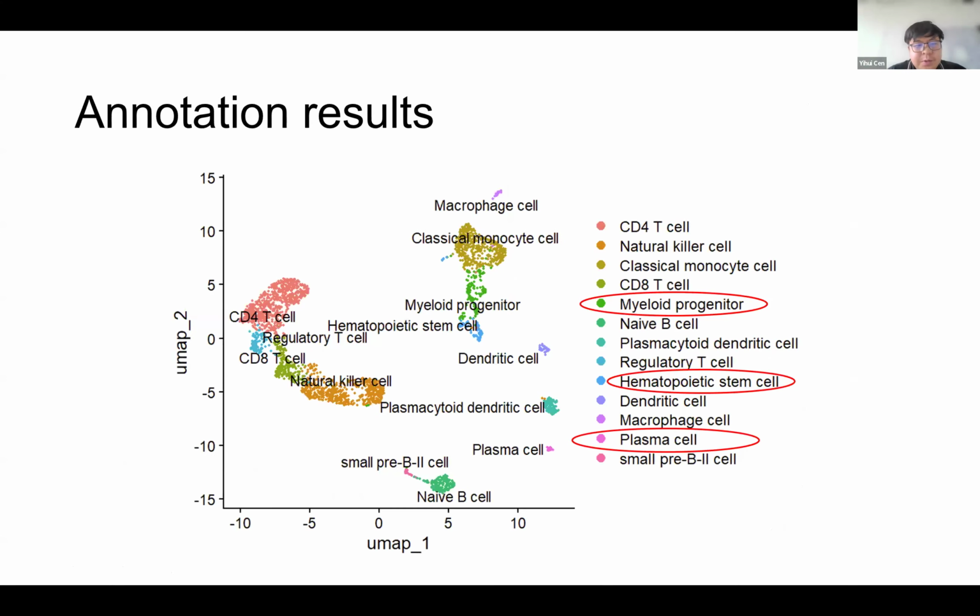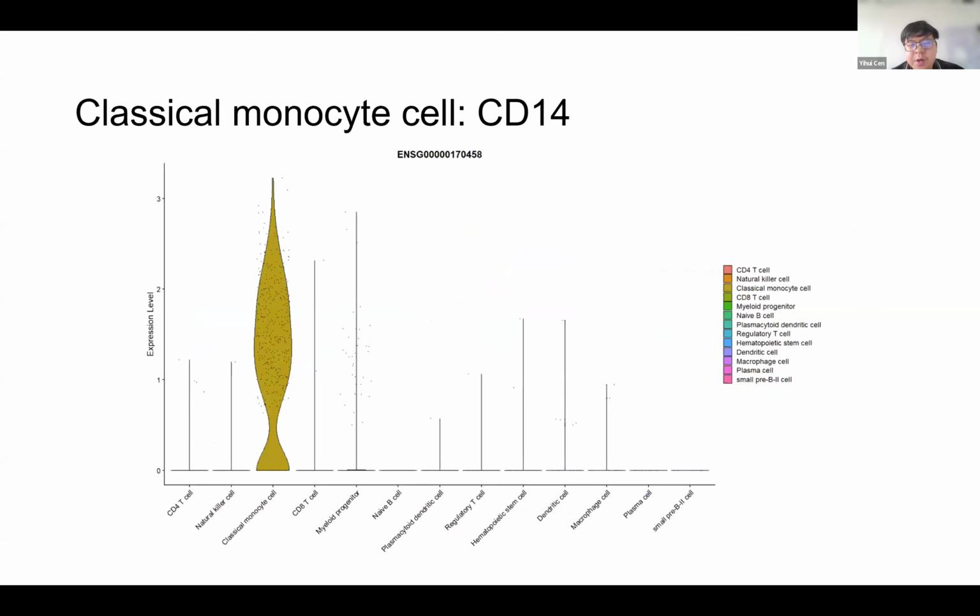Okay, so the annotation result of dataset 1 is like here. Among them, myeloid progenitor, hematopoietic stem cell and plasma cells are uniquely identified in dataset 1 rather than dataset 2. And next I will show the markers I chose.